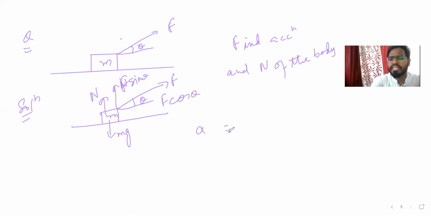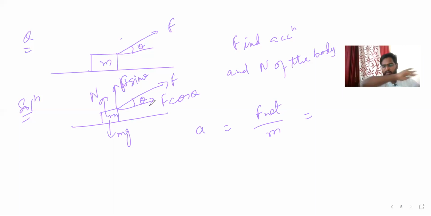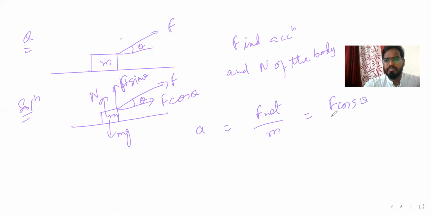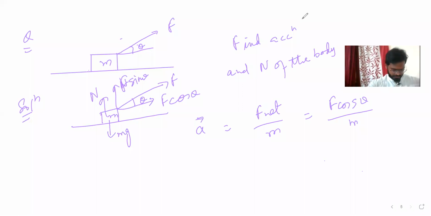Now we are supposed to find acceleration first. Acceleration is going to be net force by m. First we are supposed to find acceleration, so acceleration is going to be only in horizontal. There will be no acceleration on vertical, so no need to consider that, right? So directly we can say F cos theta by m. So that is acceleration.